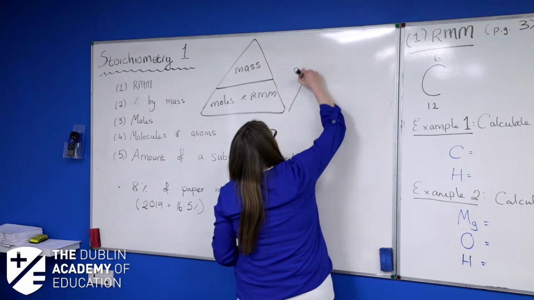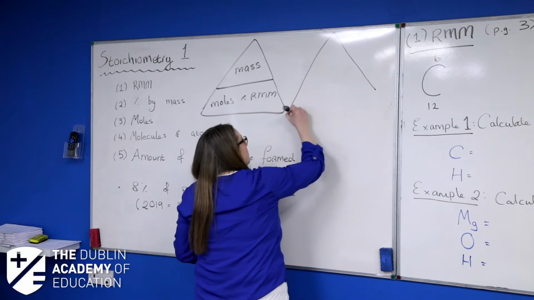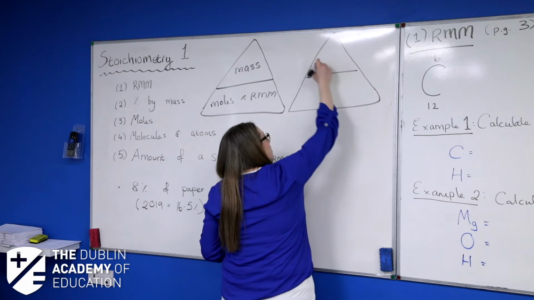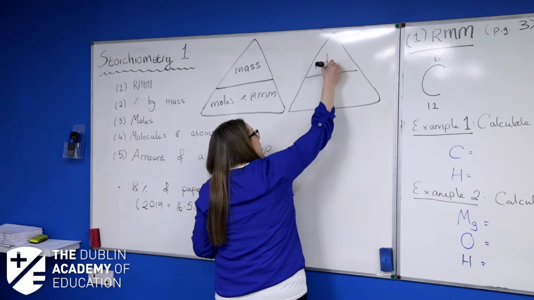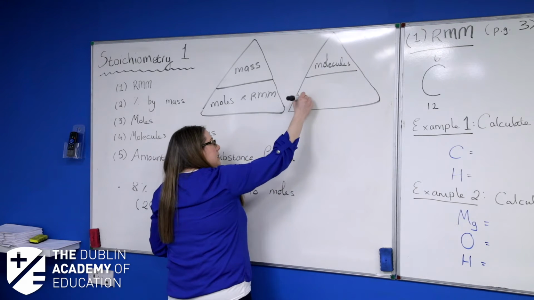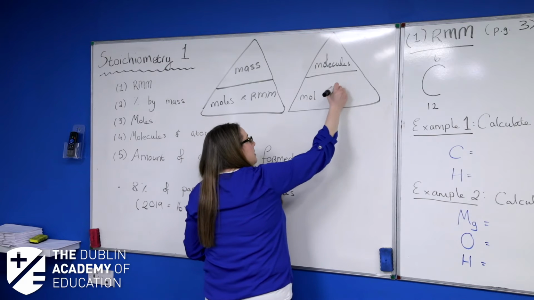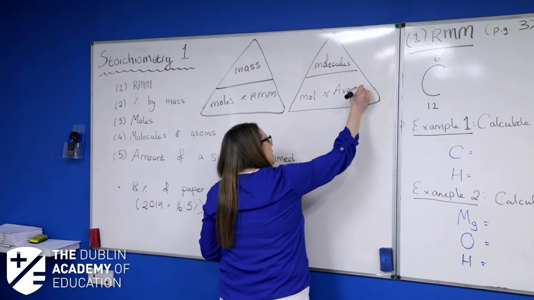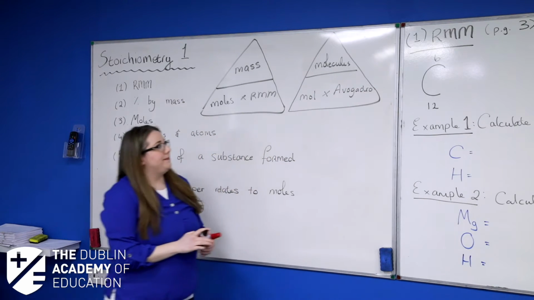The other triangle lets us work out molecules. So the number of molecules is the number of moles multiplied by Avogadro. We'll get to that later. Okay, starting with RMM.